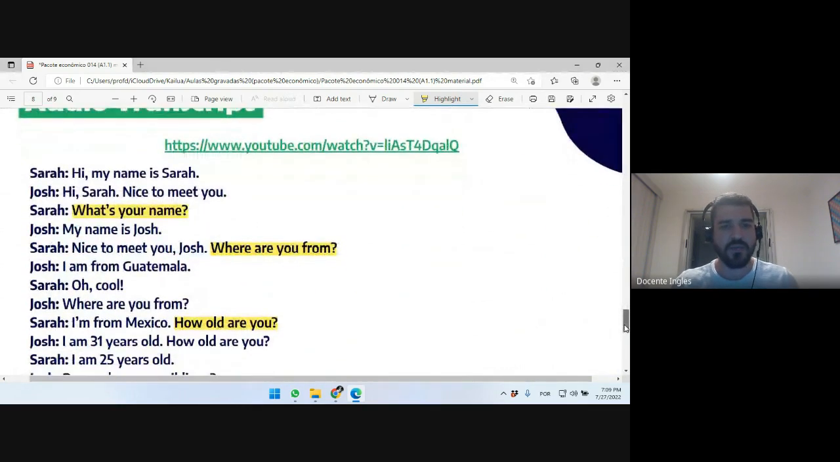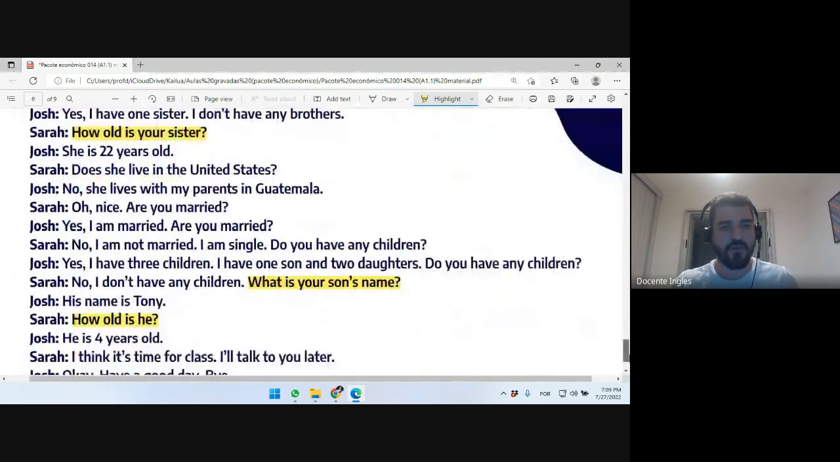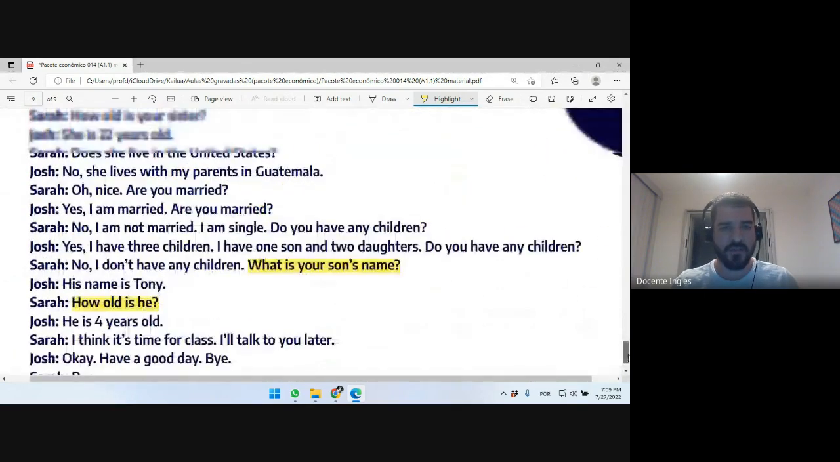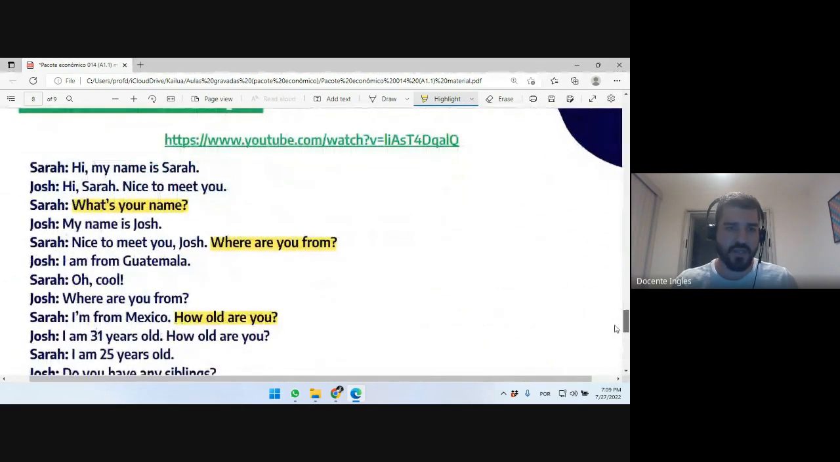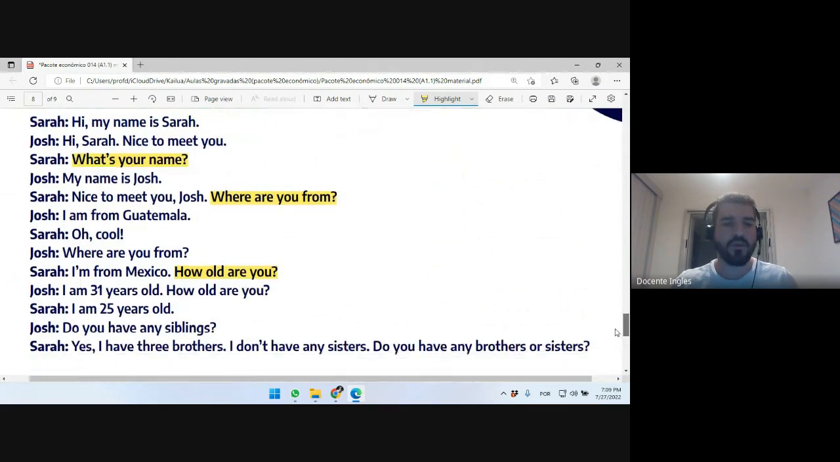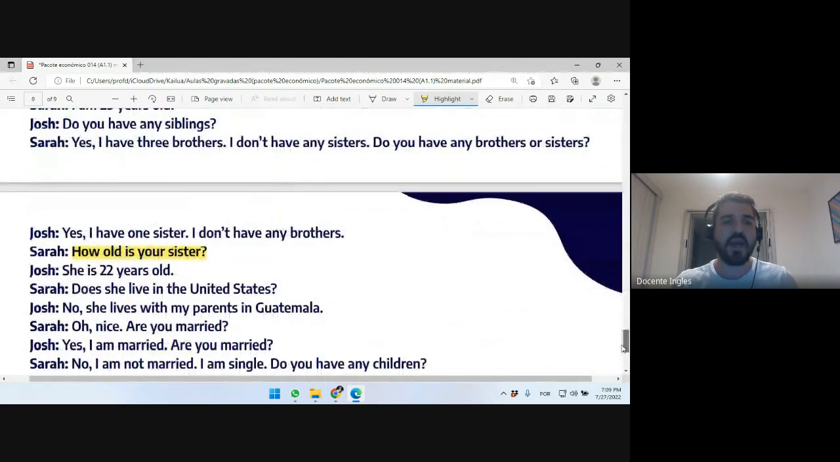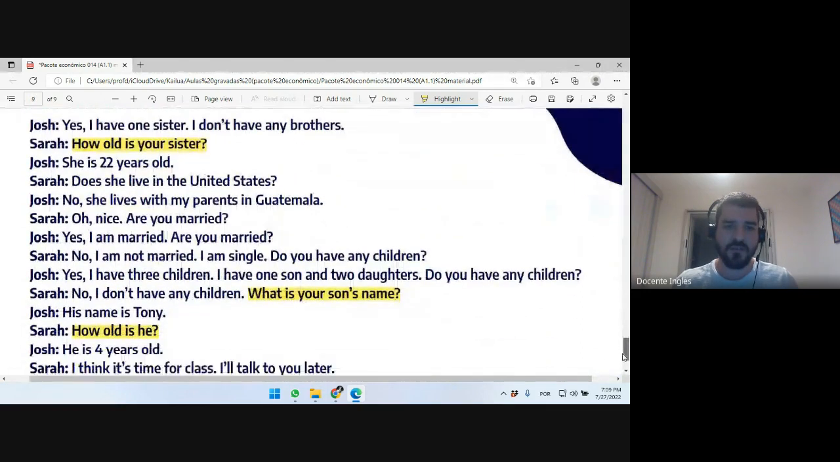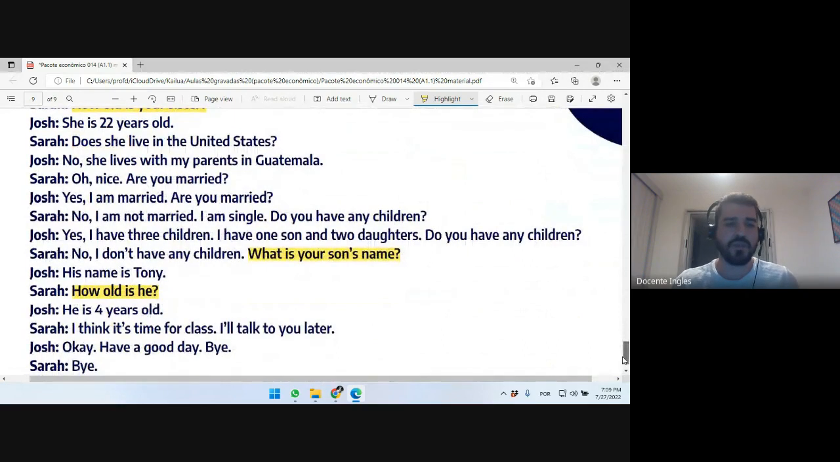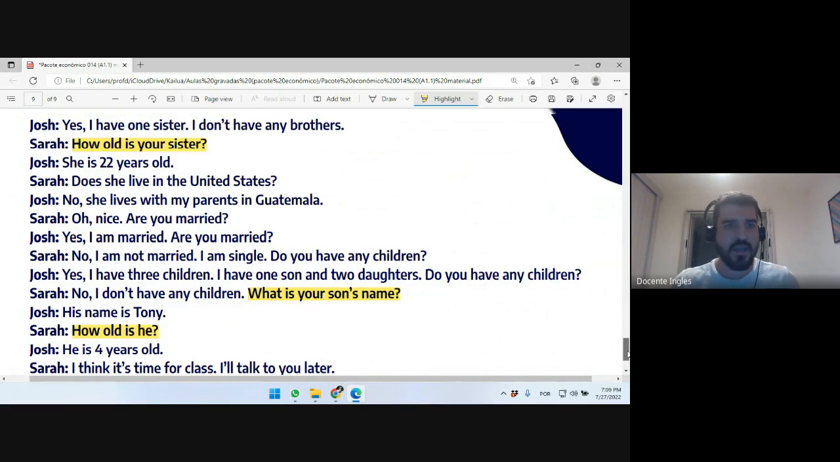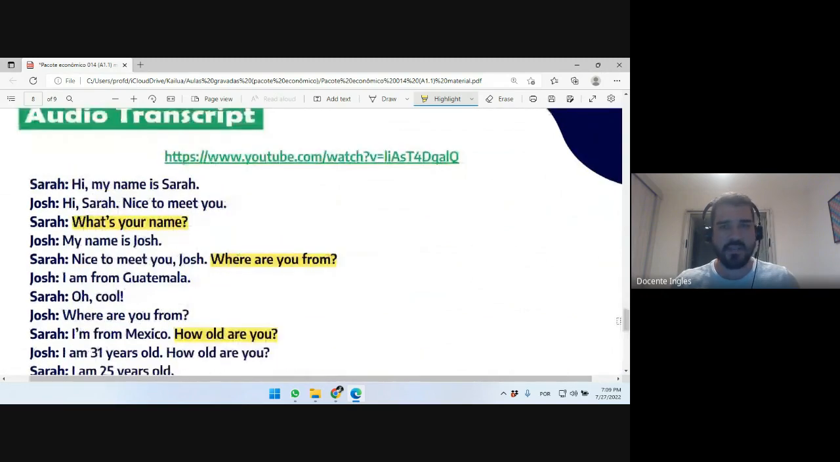So for letter A, make notes of four different WH questions. We have 1, 2, 3, 4, 5, 6 options. What's your name? Where are you from? How old are you? How old is your sister? What's your son's name? And how old is he? So there are 6 options. You have to select only 4. And what are the answers?